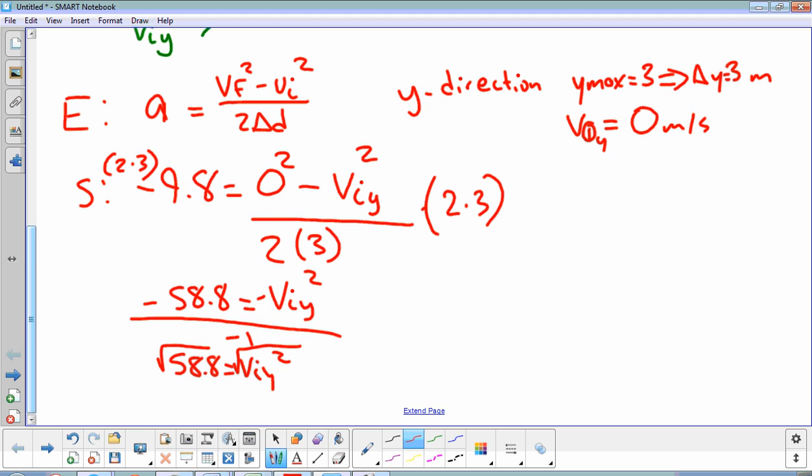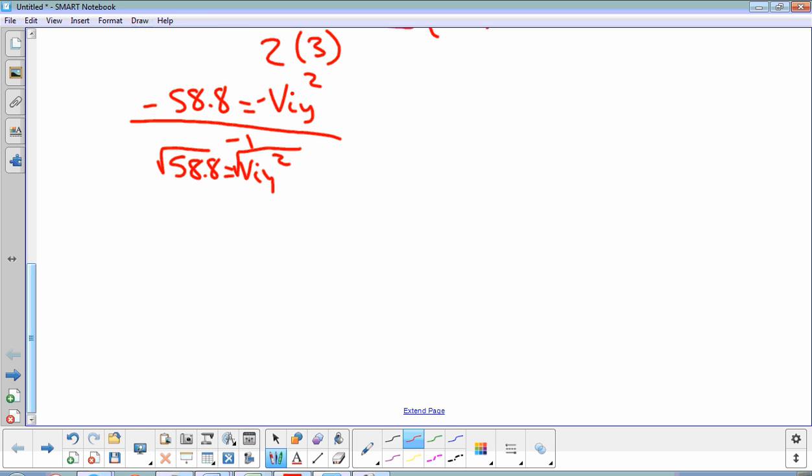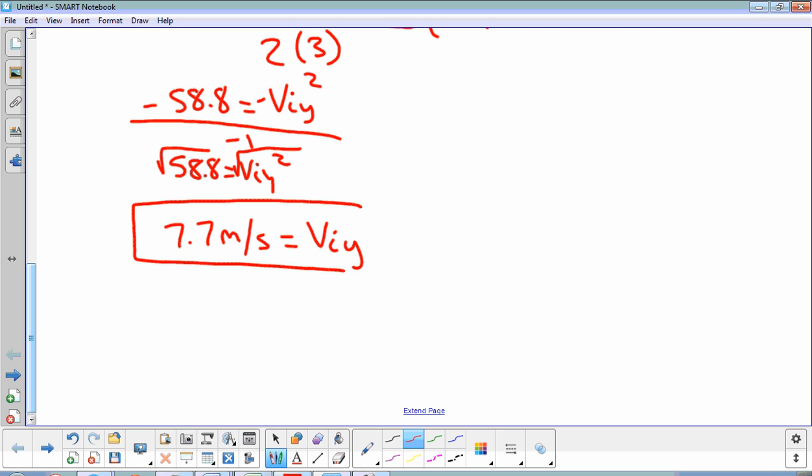Square root of 58.8 is what? Your calculator should tell you that it's about 7.7 meters per second. And that is going to be my V initial in the Y direction. That was one of the things I was looking for. That's good, right? What's your question?